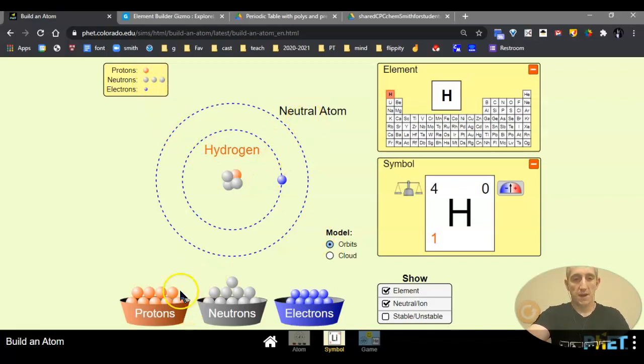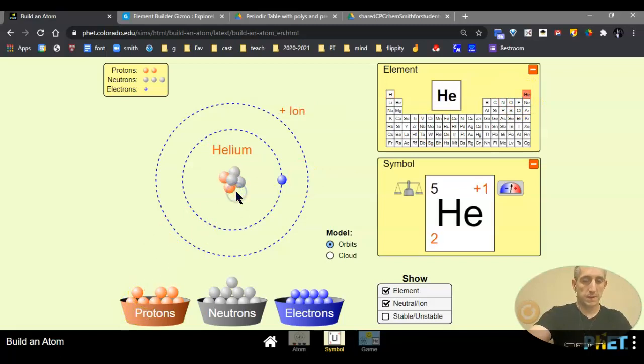But what happens if you add another proton? Well, on the periodic table, when you add another proton, you get a new element. That element is going to be number 2 on the periodic table, helium. Now I have an unequal amount of protons to electrons. 2 protons, 1 electron. So that gives me an ion.